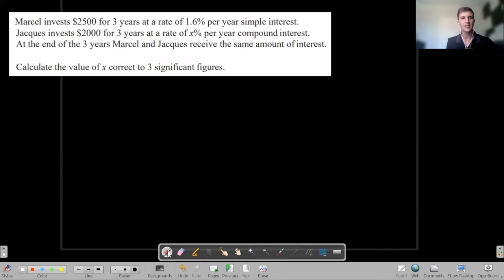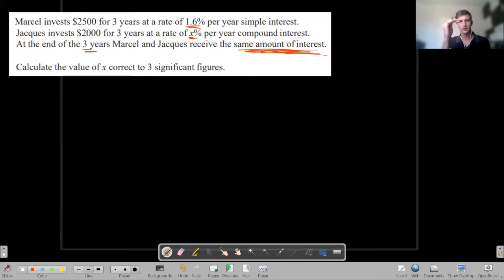Marcel invests 2,500 for 3 years at a rate of 1.6% per year, simple interest. So Marcel has an investment, 3 years, 1.6%, simple interest. Now Jacques invests 2,000 for 3 years at a rate of X% per year, compound interest. At the end of 3 years, Marcel and Jacques receive the same amount of interest. This is very important. They receive the same amount of interest, purely the interest. Calculate the value of X correct to significant figures.